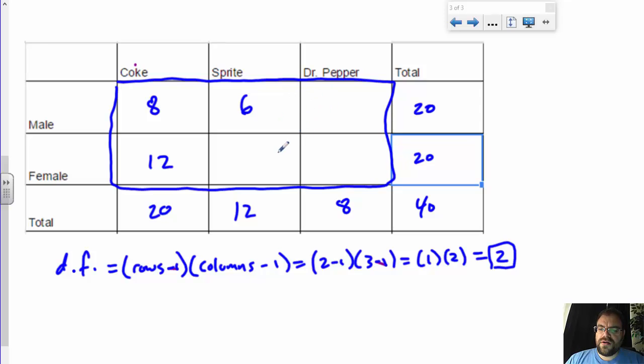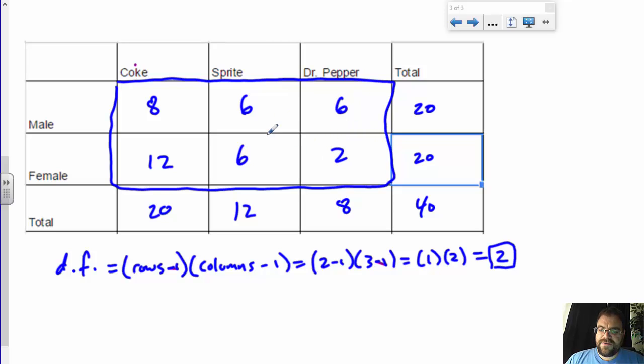No other cell can be free. It's not free to be anything else. Now it's determined that it has to be a specific value. So it's not free to be a range of values. Now they have to be specific values. So if I say 8 and 6, that's 14. So I know another 6 will give me the 20 that I want. I know 6 plus 6 will give me the 12, and I know 6 plus 2 will give me the 8. So now I don't have any other options here.